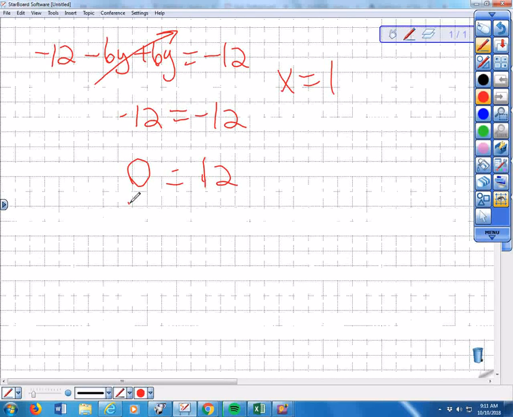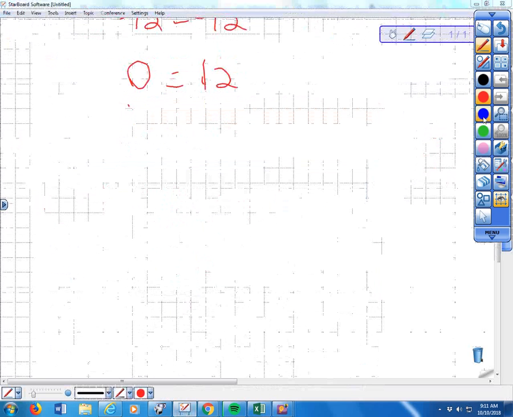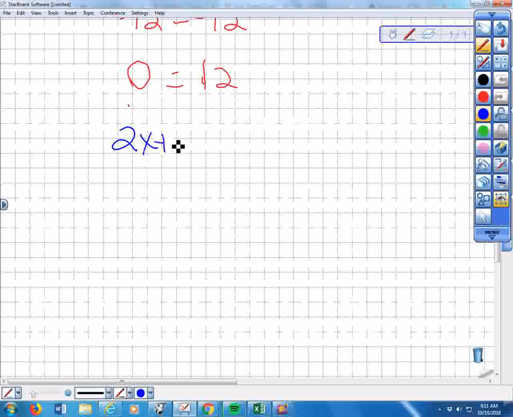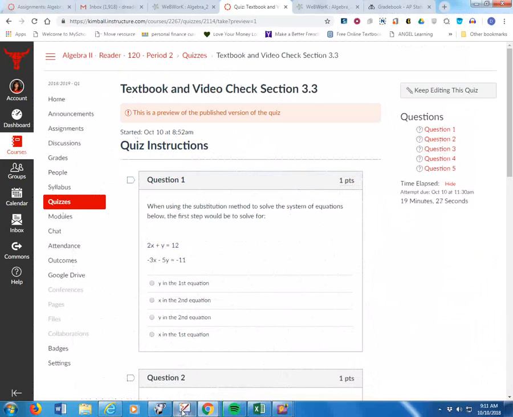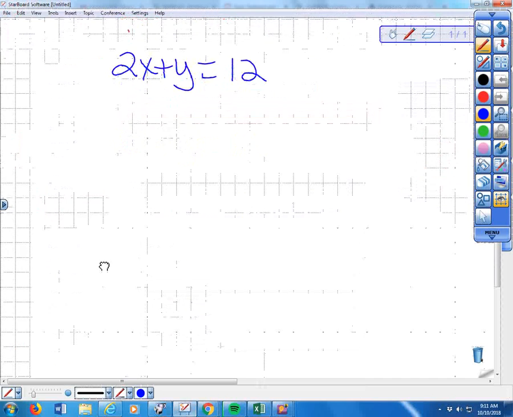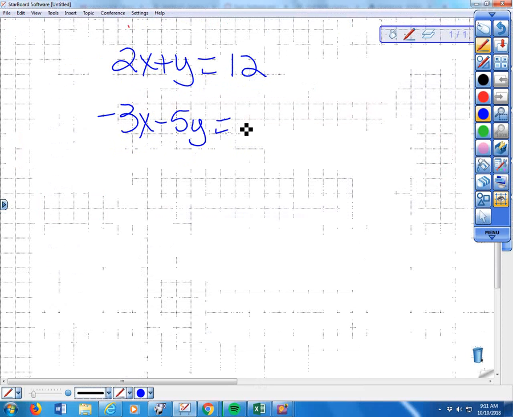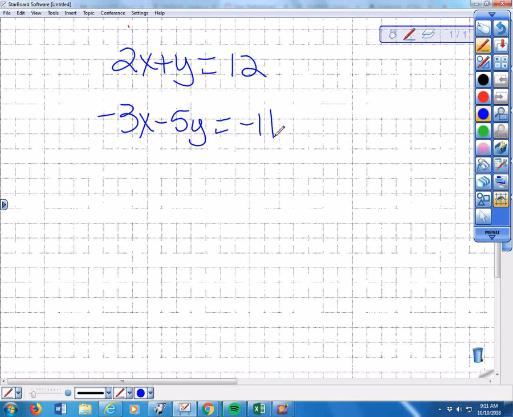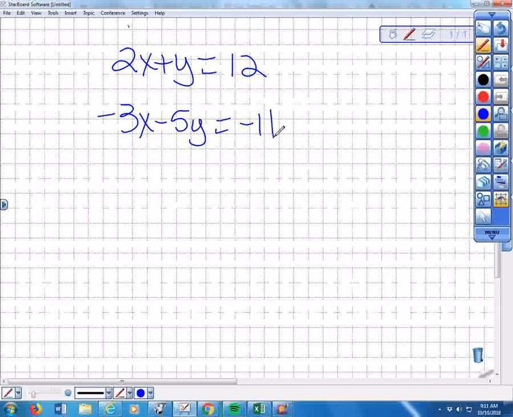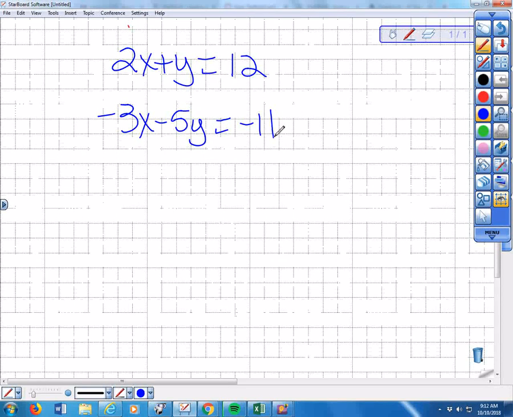Okay? So let's look at that first example and just solve it using substitution. 2x plus y equals 12. And I'm going to use blue. And negative 3x minus 5y equals negative 11. So yesterday, we could have graphed these two and then seen on the graph where they intersect. We could have done that. Today, we're going to learn how to do it algebraically using the substitution method.